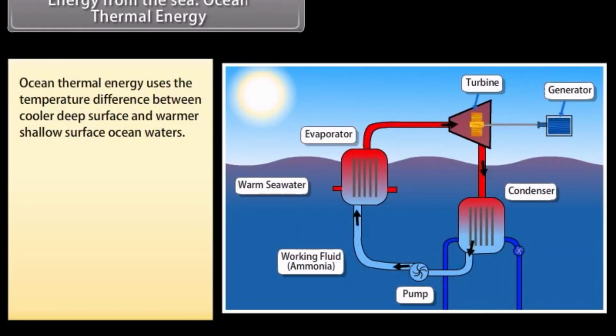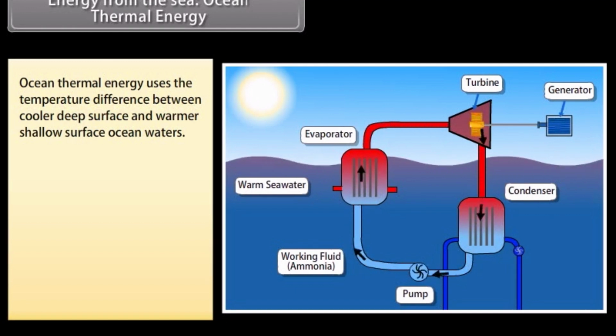Energy from the sea, ocean thermal energy. Ocean thermal energy uses the temperature difference between cooler deep ocean waters and warmer shallow surface ocean waters to run a heat engine and produce a useful form of energy, mainly electricity. The heat engine gives greater efficiency and power when it is run with a large temperature difference. In the oceans, the temperature difference between surface and deep water is greater in the tropical areas, and in other areas it is a modest 20 to 25 degrees Celsius.